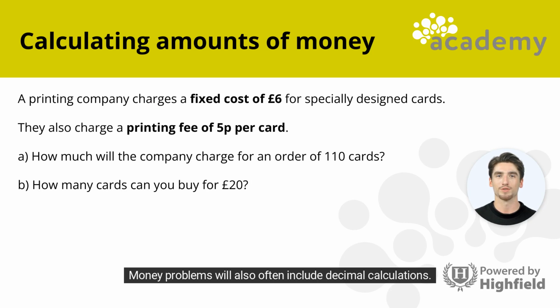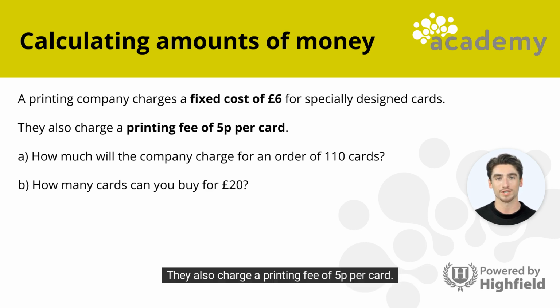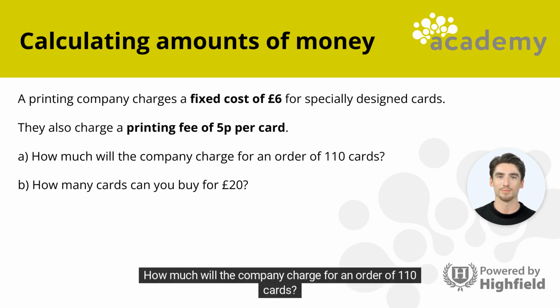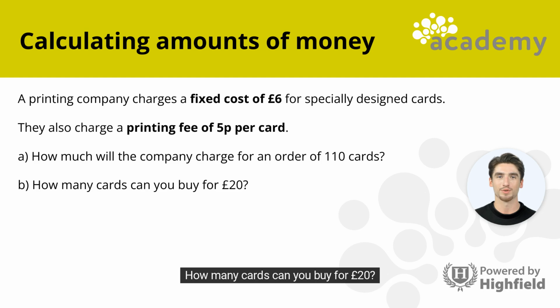Money problems will also often include decimal calculations. For example, a printing company charges a fixed cost of £6 for specially designed cards. They also charge a printing fee of 5 pence per card. How much will the company charge for an order of 110 cards? How many cards can you buy for £20?